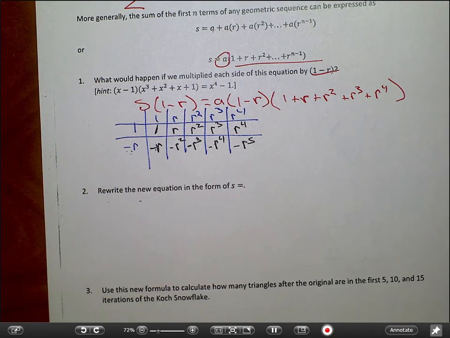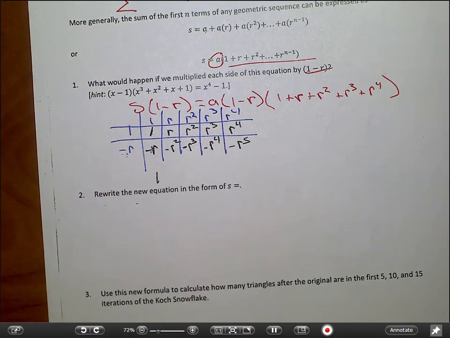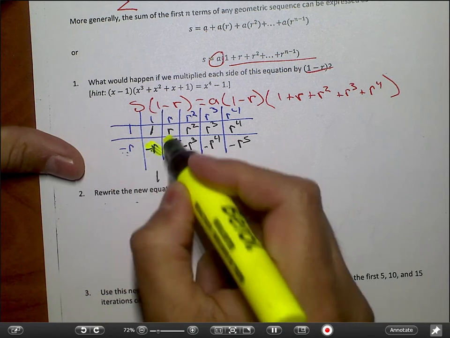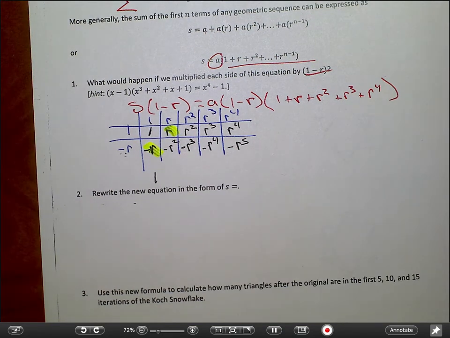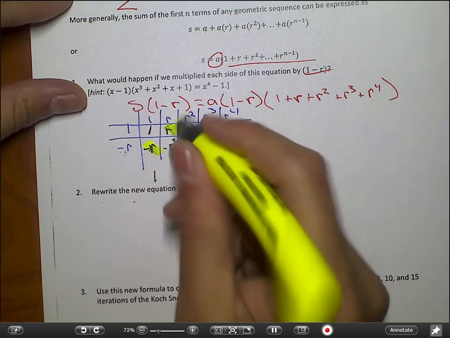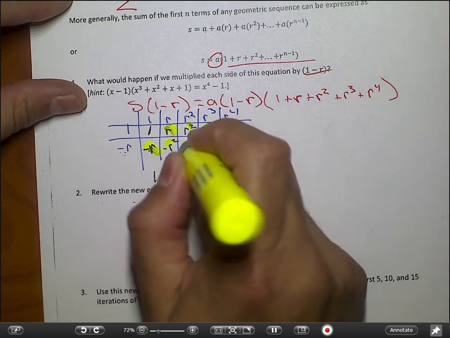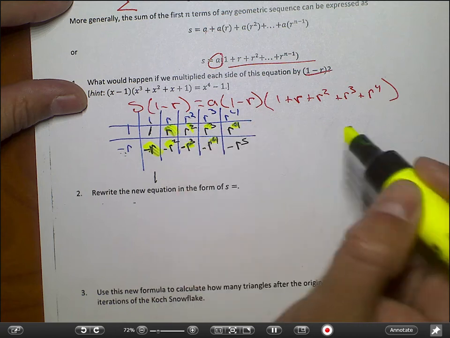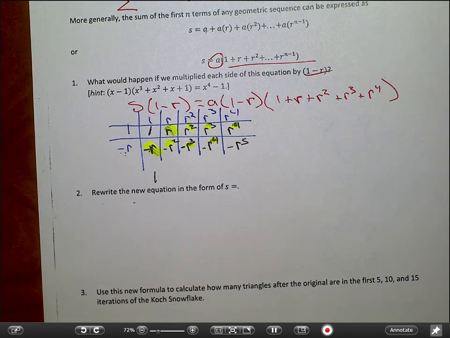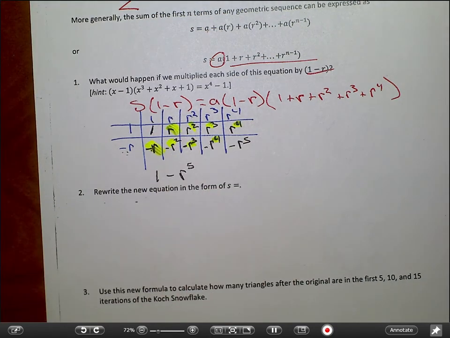Now, let's go through and I'm going to point a couple things out. To write out my answer, it's going to be 1. There's my first term. Now, what happens to my r's? They cancel, right? I have a negative r and a positive r that cancel. What about r squared? They cancel. r cubed, r fourth. That leaves me with negative r to the 5th. All right, this is what we did the other day.